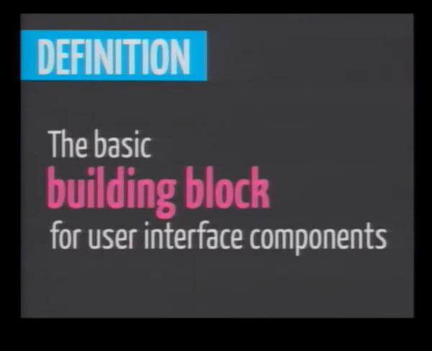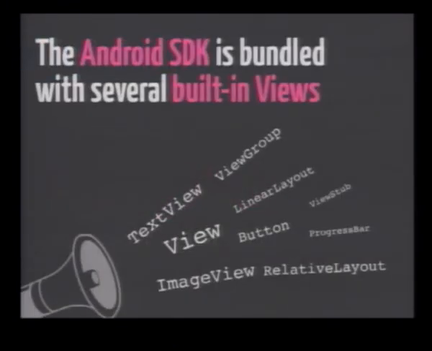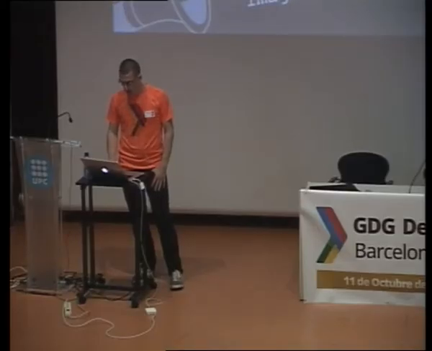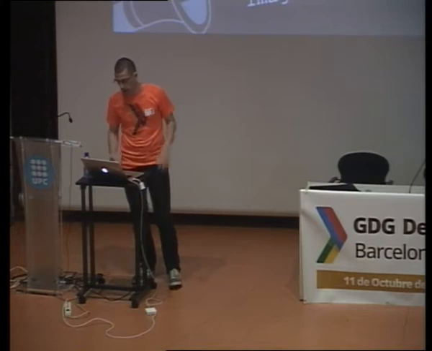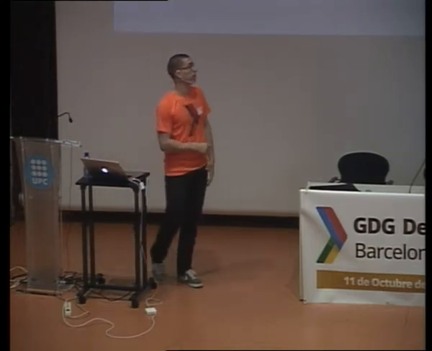And if you go further in the documentation, you will find lots of views bundled in the Android SDK. Here are some names, for instance, the TextView that you probably know, ViewGroup, View, LinearLayout. So a bunch of views like this are already bundled in the SDK. But how are they architected? Well, we have to understand that first.